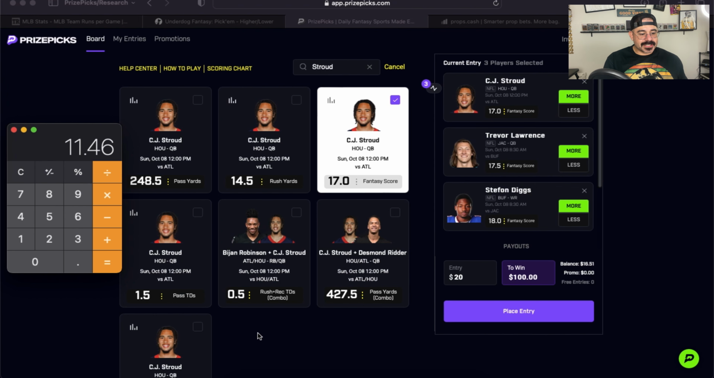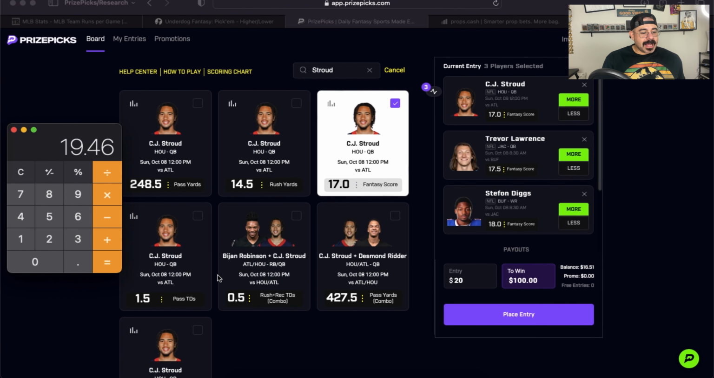Now, the difference is CJ Stroud actually has a passing touchdown prop of 1.5. So if he does go over this, it has to be 4 points per touchdown. So there is no choice here. Let's say he goes over this with 2 touchdowns. Let's go ahead and add in those 8 points. Now we're at 19.46. So far, we are at the exact same spot that we were with Trevor Lawrence.